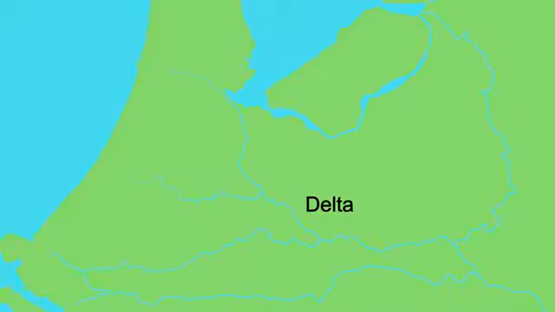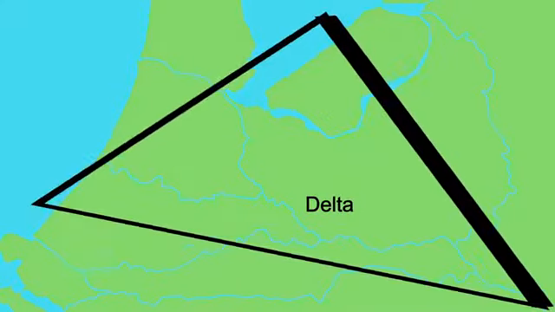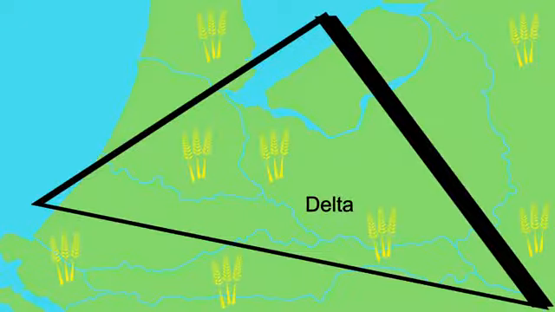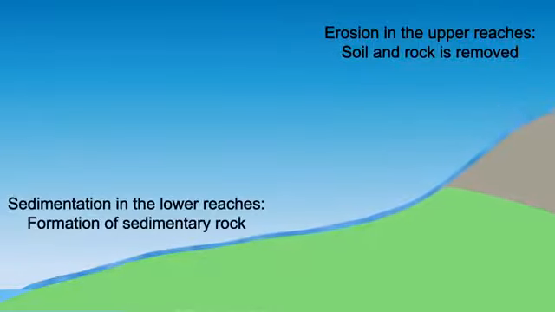These branches together have the shape of a triangle, which looks like the letter D in Greece, which is called delta. In the river delta, a lot of sediments sink to the bottom. These sediments often ensure that the land is fertile, causing high agricultural yields. So erosion tears down the landscape in the upper reaches of the river, while sedimentation builds the land in the lower reaches of the river.